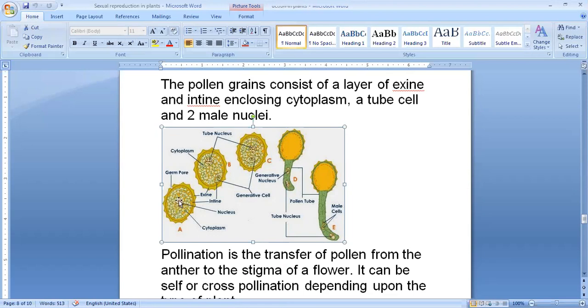First, there was one, then it divides into two: the generative cell and the tube nucleus. The generative nucleus again breaks down into two. So how many nuclei are there now? Three. One tube nucleus and two from the generative nucleus. These two, formed from the generative nucleus, are called male cells, and they do the function of fertilization or fusion. So in total there are three nuclei present now.